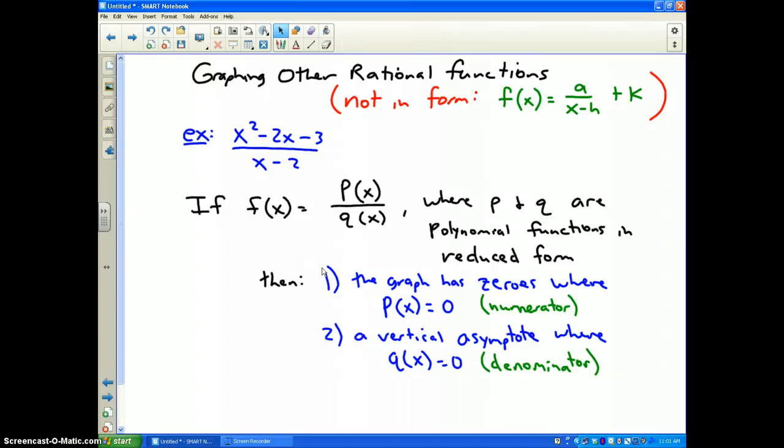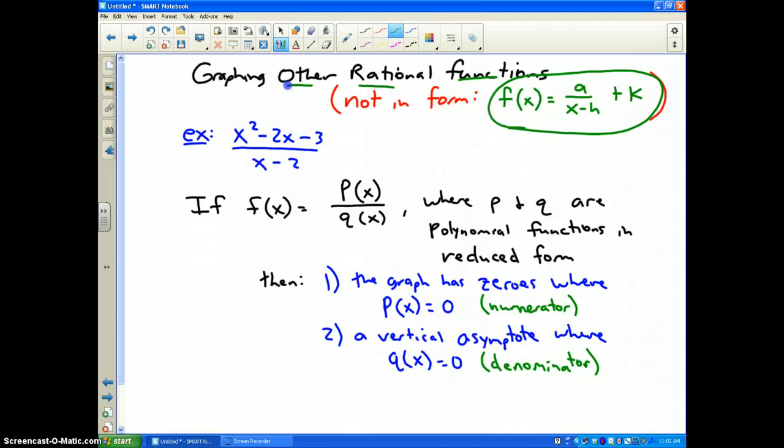All right, from the last video, we talked about graphing other types of rational functions, those that were not in this form that we did earlier. And we took a set of notes regarding vertical and horizontal asymptotes and where the zeros are. Now let's put this information into play.